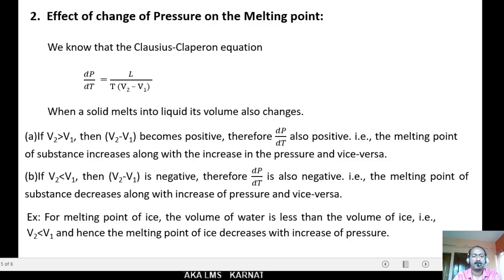Let me take an example for change of pressure on the melting point. For melting point of ice, the volume of water is less than the volume of ice. That means the volume V2 is less than the volume V1. That means volume of water V2 is less than the volume of the ice V1. And hence the melting point of ice decreases with increase of pressure.